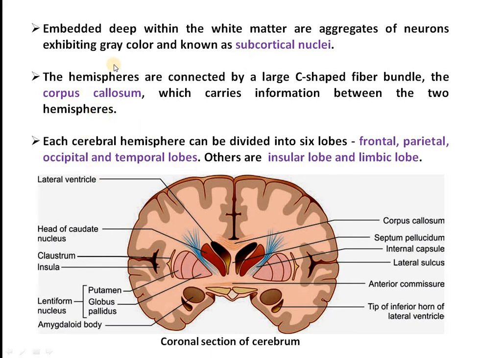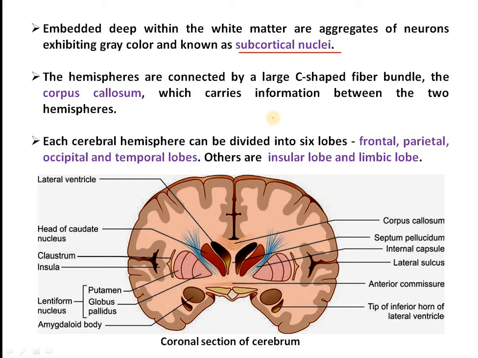Within the cerebral hemisphere, there are different types of neuronal cell bodies that are aggregated, and these structures are called subcortical nuclei. So within the cerebral hemisphere, different types of neurons aggregate and form different neuronal structures, which are called subcortical nuclei. As they are located below the cortex, that's why they are called subcortical nuclei.